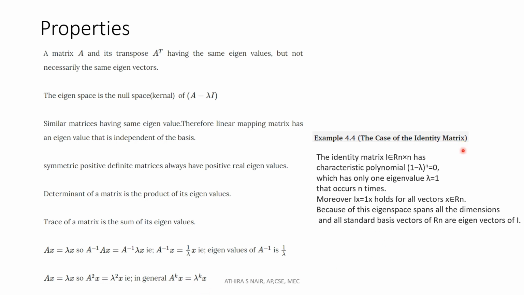Now, in the case of the identity matrix, the identity matrix has characteristic polynomial (1 - lambda)^n = 0, which has only one eigenvalue, that is lambda = 1, that occurs n times. Moreover, Ix = 1x holds for all vectors. Because of this, the eigenspace spans all the dimensions and all standard basis vectors of R^n are eigenvectors of I.